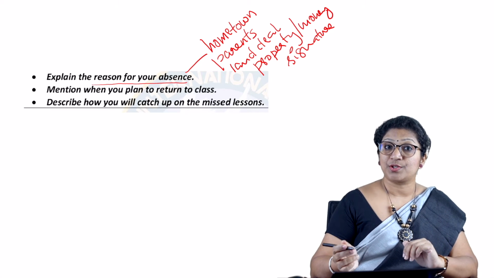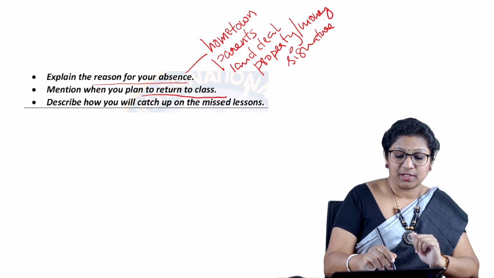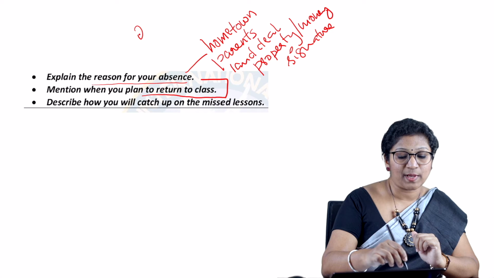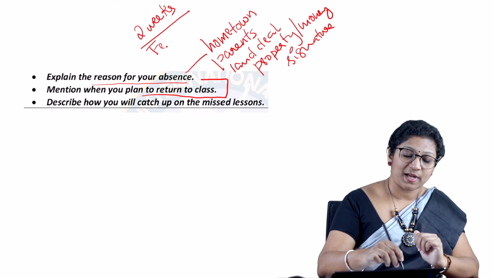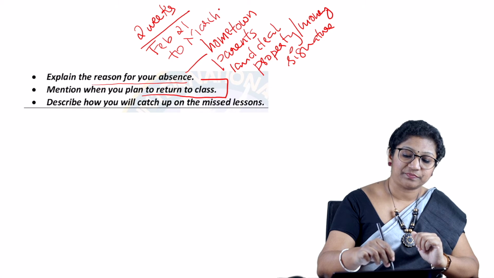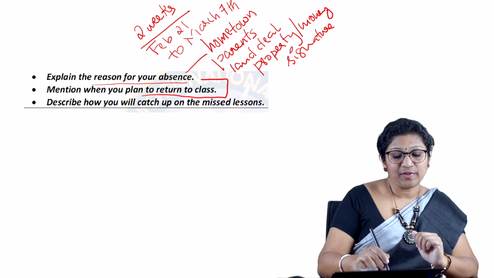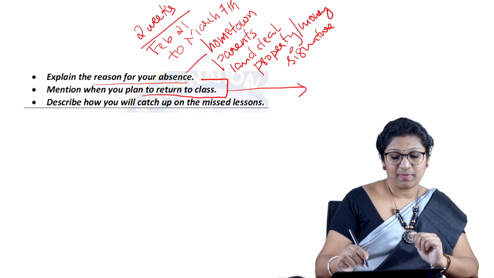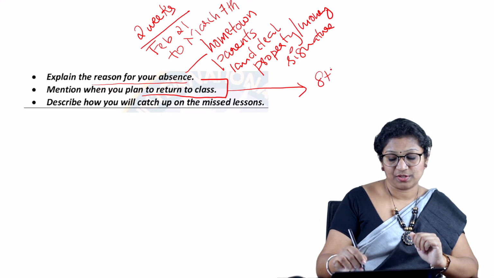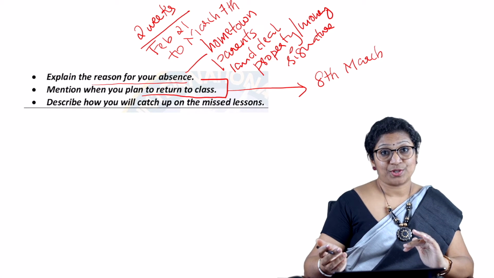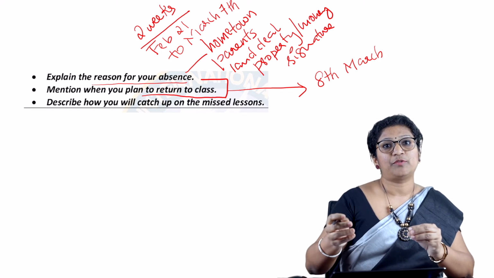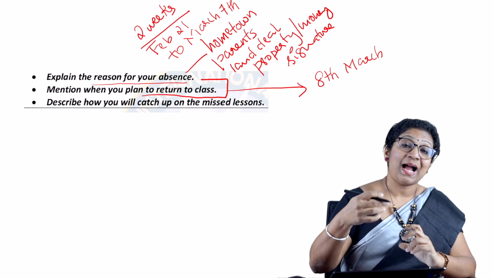Mention when you plan to return to class, okay. So here you've already decided 2 weeks, and as per our first plan, from Feb 21st to March 7th we are on leave, and that means when do we return to class? Maybe 8th of March, okay. And because it's a very short bullet point, mention when you plan to return to class. Don't just finish it off as 8th of March, okay. Say, add more details there.